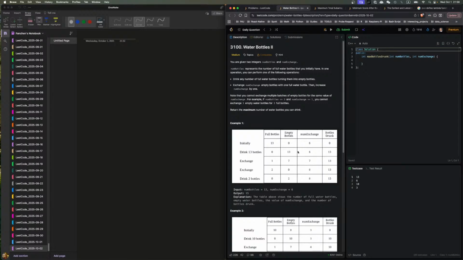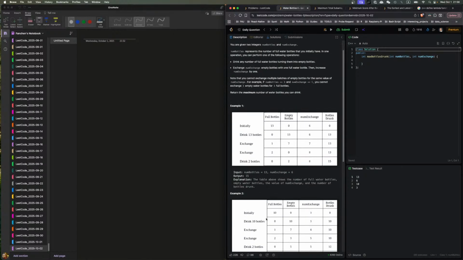So we want to know, I think it's just simulation, because if you don't drink all of them... so you have the starting water bottles, right? So you can drink, and then you can try to exchange it once. Yeah, you can drink that much, exchange it once, and then drink that much, because each time you exchange, you can only exchange that amount.